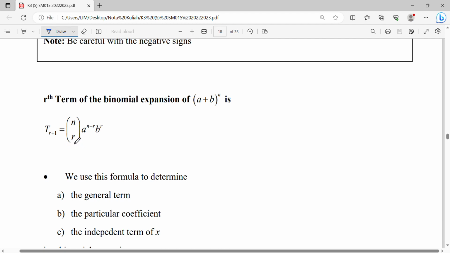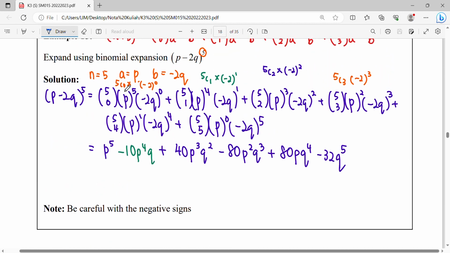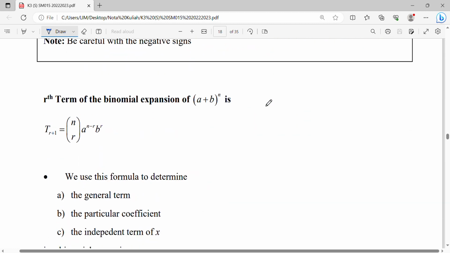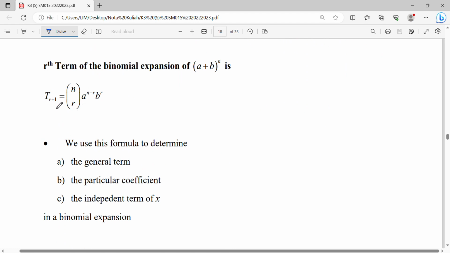When you have r here, it will be the r plus 1 term. When r is 0, this is the first term, T1. When r is 1, this is T2. When r equals 2, this is term number 3, T3. That's why in this formula, you can notice that it is r plus 1 in this position. So we use this formula to determine the general term or a particular coefficient.